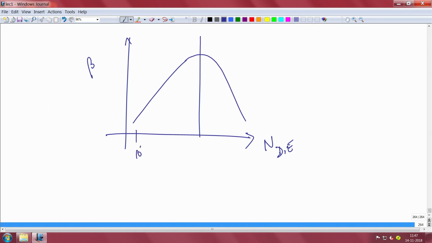So this may be 10 to the power 15, 10 to the power 17, 10 to the power 19, and so on, 10 to the power 20. It will not even be 10 to the power 20; at 10 to the power 18 or so it will probably start to come down. So your gain will come down, so you cannot arbitrarily make it very high, right?